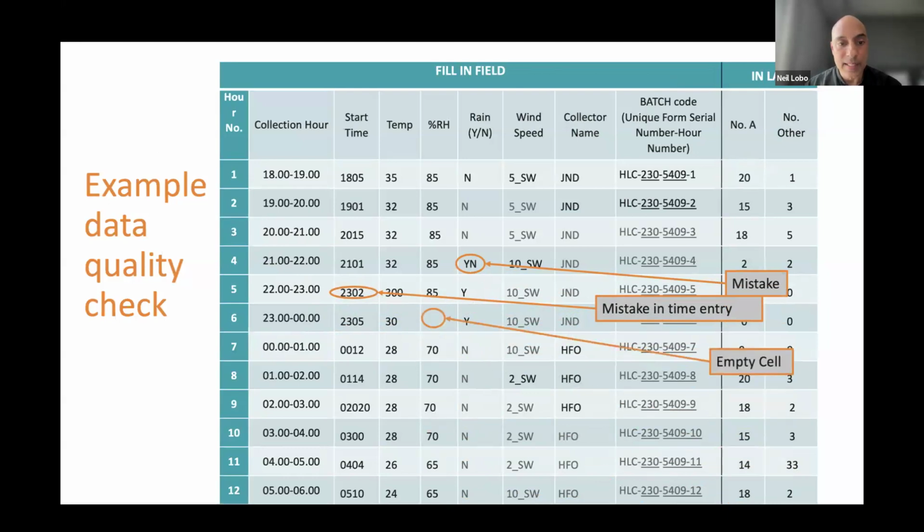Here's an example of an empty cell. What does that mean? Was there no relative humidity? Was the data not collected? Did they forget to enter it? Is it on the data sheet? We don't know. And here's another example where the temperature was 300 degrees, which I would not be collecting mosquitoes if it was 300 degrees outside. So recheck it and check the data collection sheet and correct that. So this is just examples of things that could go wrong.